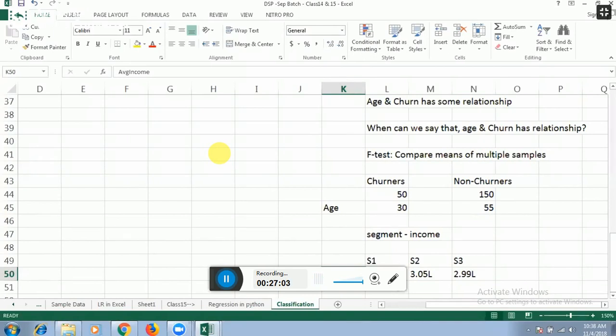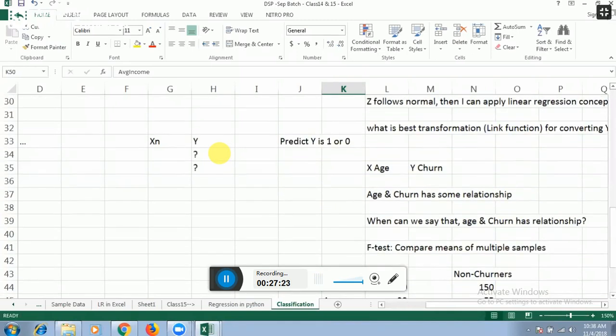Because some segments have a higher income, some segments have a lower income, then I can say that, okay, the segment also has a relationship with your income, because different segments have different incomes. Correct or not? So this is what I'm saying, that the relationship between 2 numerical variables. Oh, sorry, 1 categorical and 1 numerical.